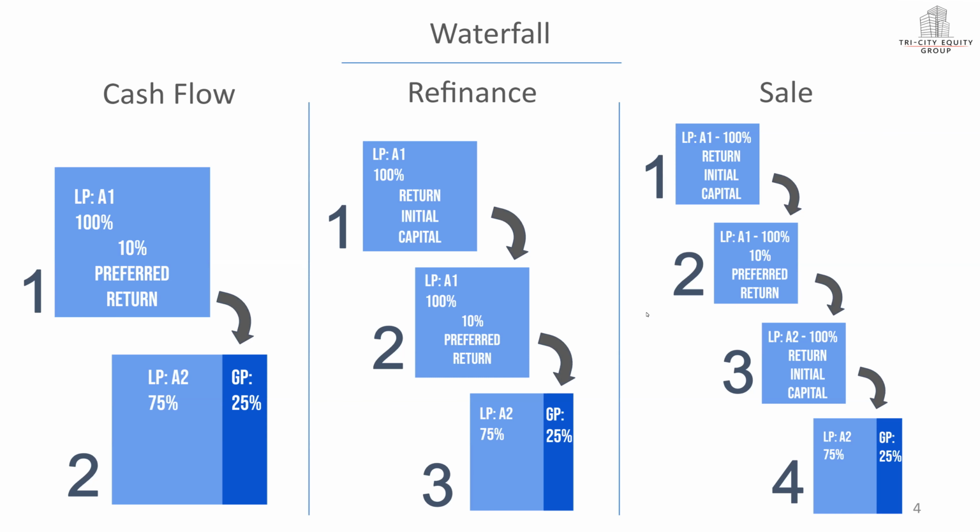And then on the sale, you could have 100% return of initial capital if you didn't already accomplish that in the refi, 10% preferred return, and the return of initial capital for the A2, and then whatever profits remain, you would split 75-25 between the LP and GP. All right, so that's the traditional syndication model.